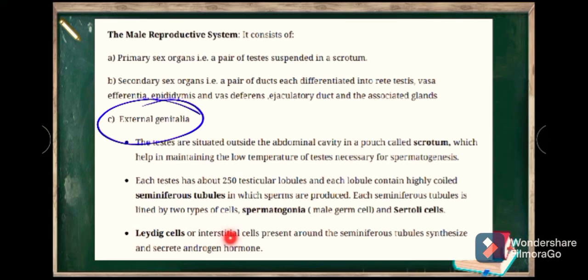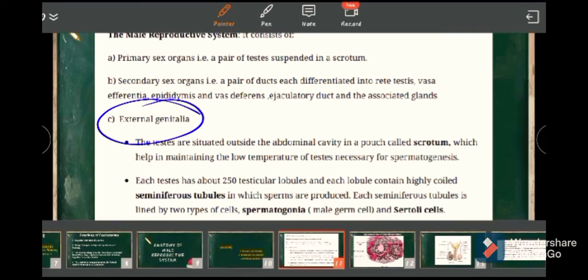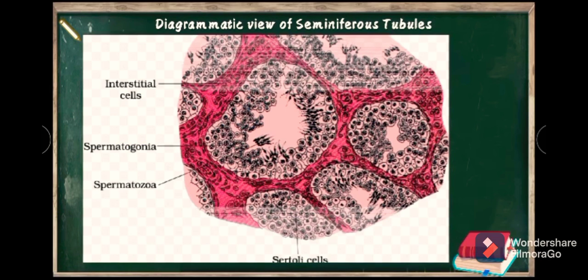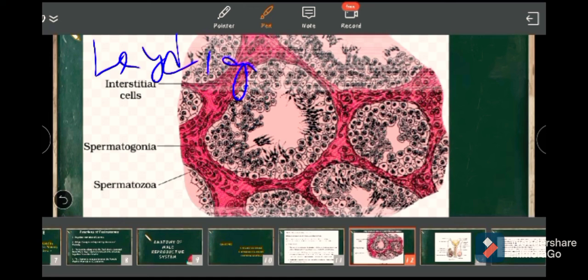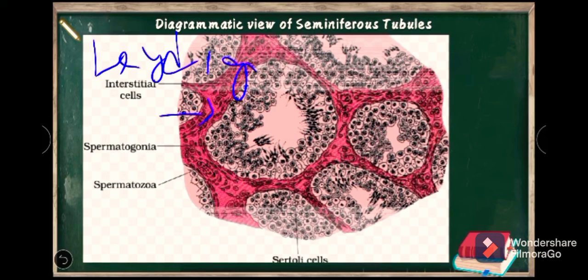Leydig cells are also called interstitial cells, which are present around the seminiferous tubules, and they help in synthesis and secretion of androgen hormone. These interstitial cells which you can see here, these red colored portions, lie around the seminiferous tubule in the outermost area. Their main function is to produce the hormone, and the name of the hormone is androgen.